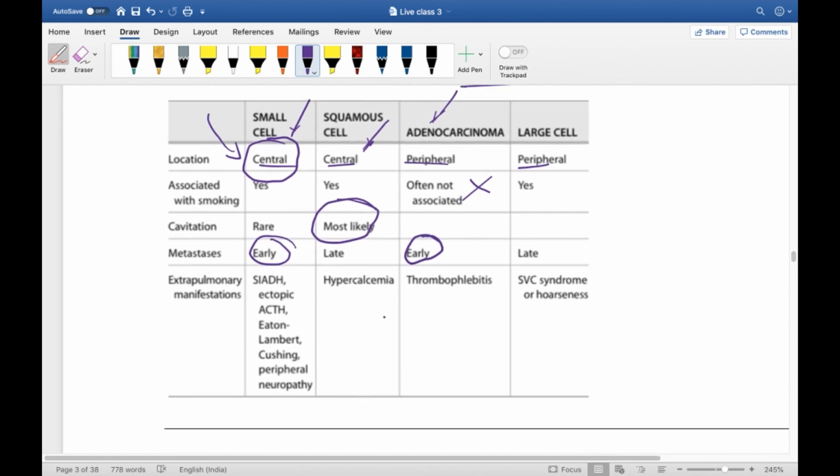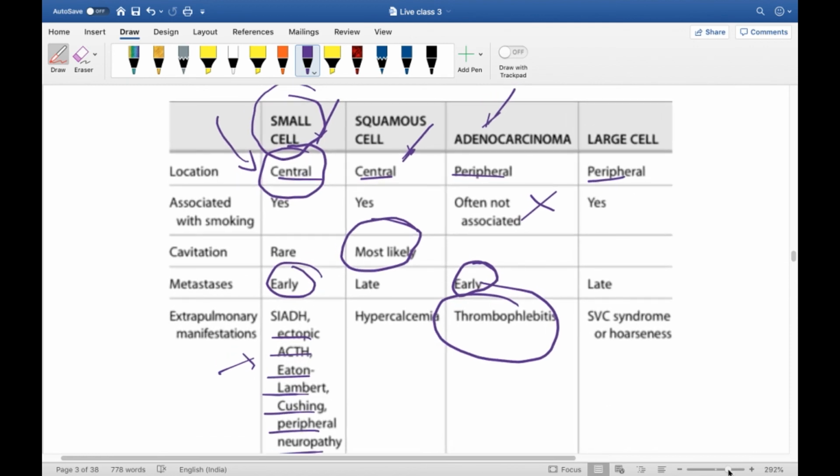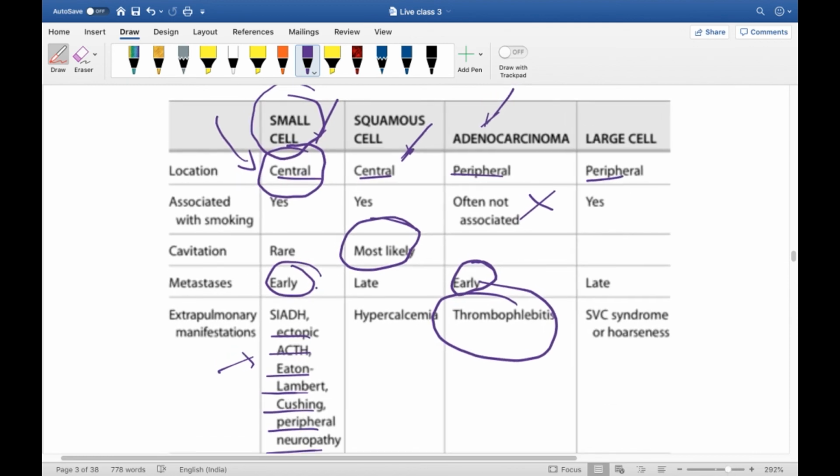Then, very important, extrapulmonary manifestations. SIADH, ectopic ACTH, Eaton-Lambert, Cushing, peripheral neuropathy. All these things are very common in small cell. Adeno is associated with thrombophlebitis. Adeno is popular for thrombophlebitis. Squamous cell carcinoma is notorious for hypercalcemia.